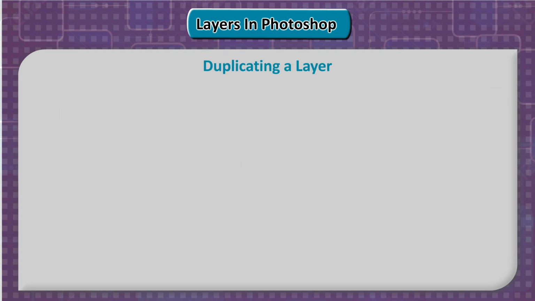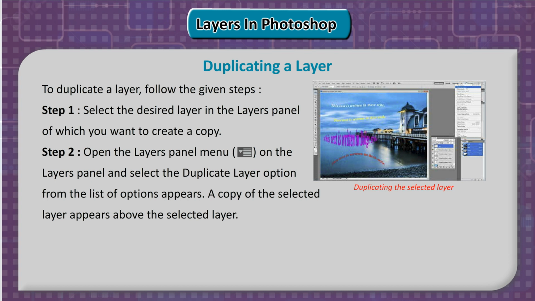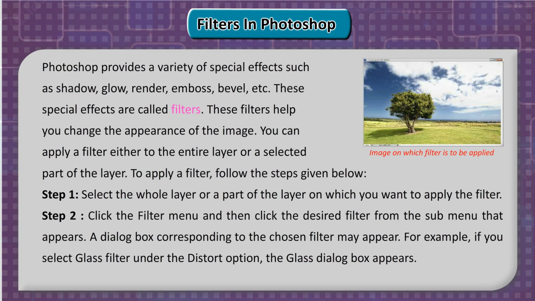Duplicating a layer. To duplicate a layer, follow the given steps. Step 1. Select the desired layer in the Layers panel of which you want to create a copy. Step 2. Open the Layers panel menu on the Layers panel and select the Duplicate Layer option from the list of options that appears. A copy of the selected layer appears above the selected layer. Duplicating the selected layer.